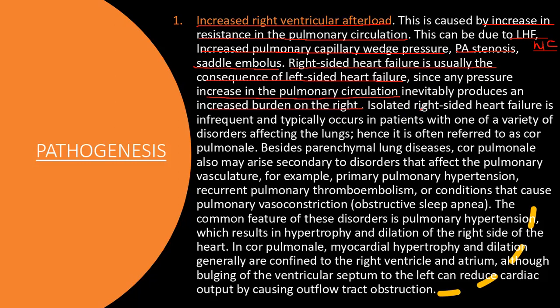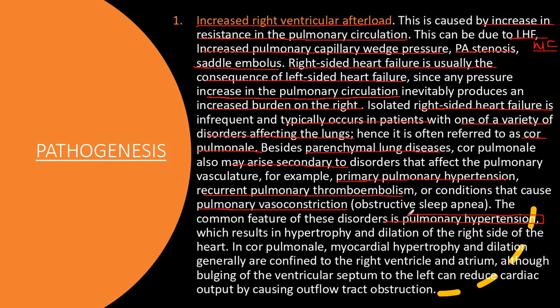Now, isolated right-sided heart failure is not frequent and typically occurs in patients with one of a variety of disorders affecting the lung. Hence, it is referred to as cor pulmonale. Besides parenchymal lung diseases, cor pulmonale may arise secondary to disorders that affect the pulmonary vasculature, such as primary pulmonary hypertension, recurrent pulmonary thromboembolism, or conditions that cause pulmonary vasoconstriction, such as obstructive sleep apnea. The common feature of these disorders is pulmonary hypertension.